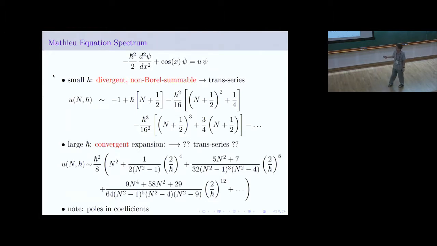Okay? So this is a formal expansion around n equals infinity, and these poles are what's telling you that there's some non-perturbative physics buried here. So how do we dig out the non-perturbative physics from a convergent expansion? We're used to digging out non-perturbative physics from a divergent expansion.